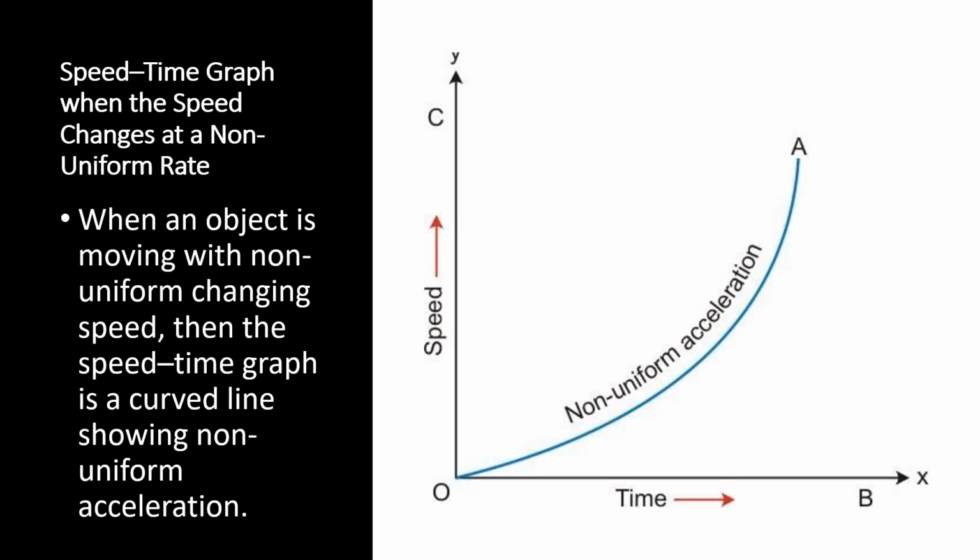Speed time graph when the speed changes at a non-uniform rate. When an object is moving with non-uniformly changing speed, then the speed time graph is a curved line showing non-uniform acceleration, as shown in this graph.